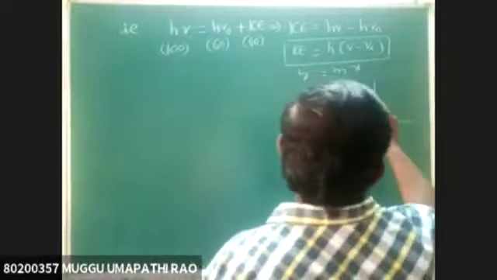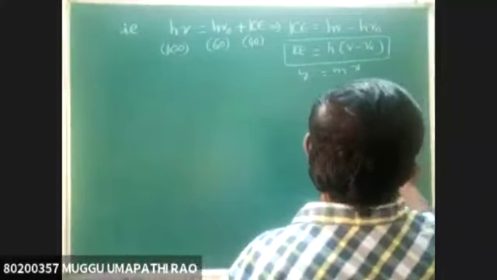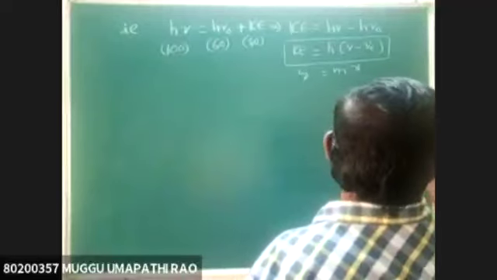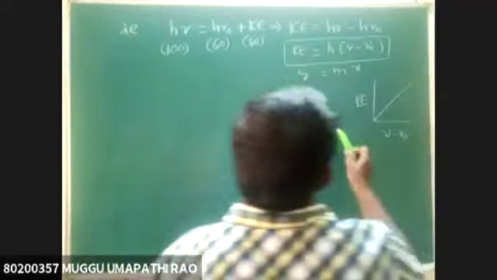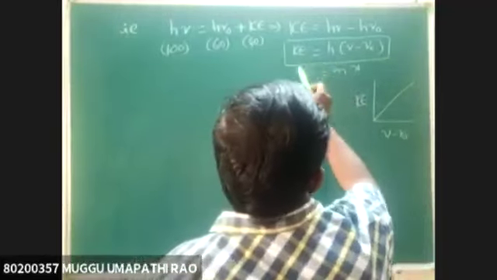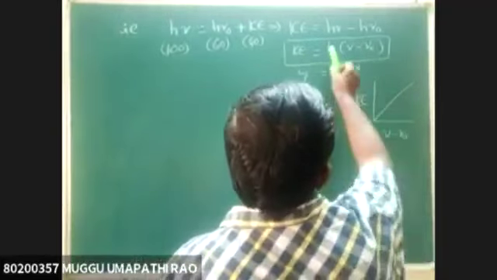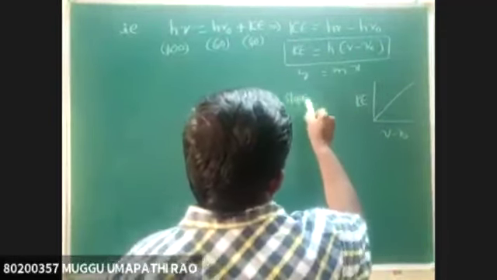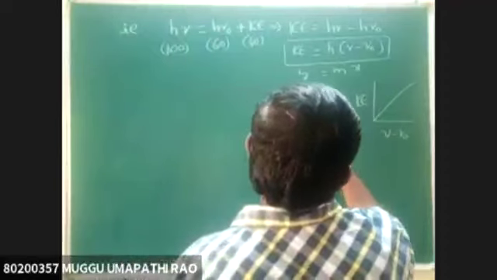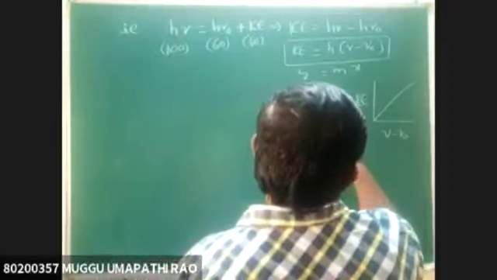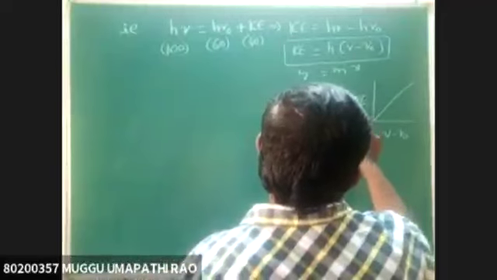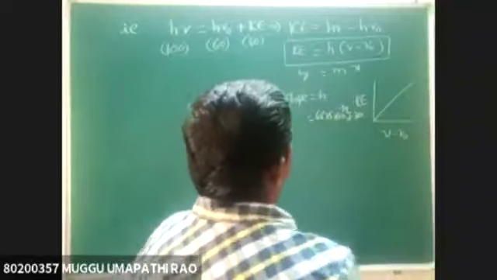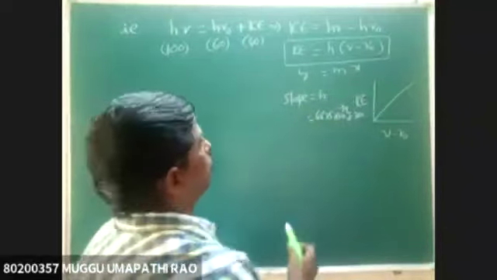Graph, let us take kinetic energy on the y-axis and ν − ν₀ on the x-axis. So the graph will be like this. This is y, this is x. So slope is equal to how much? h. Slope is equal to Planck's constant. The value, you know how much? 6.625 × 10⁻³⁴ joule-seconds. So like that, K = h(ν − ν₀).